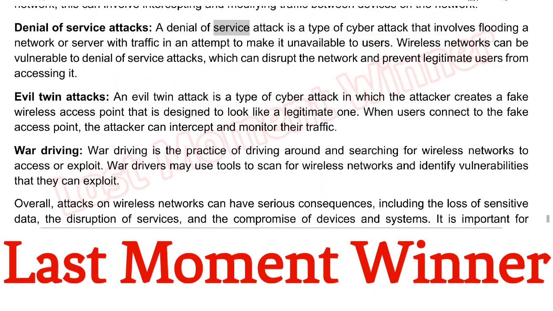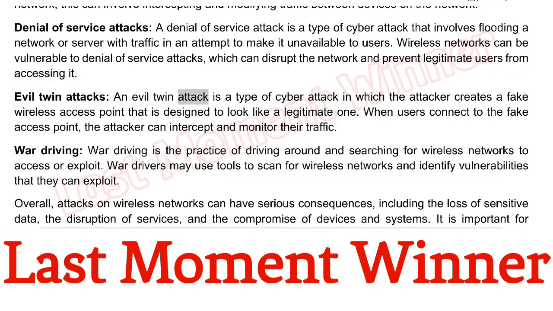Denial of service attacks. A denial of service attack is a type of cyber attack that involves flooding a network or server with traffic in an attempt to make it unavailable to users. Wireless networks can be vulnerable to denial of service attacks, which can disrupt the network and prevent legitimate users from accessing it.